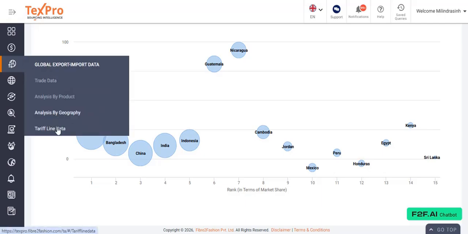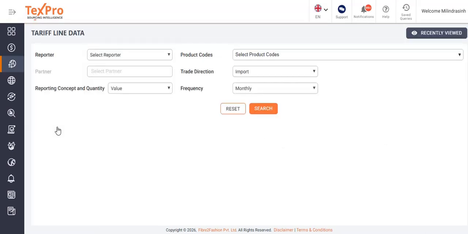Then we have tariff line data. This is just similar to the trade data that I explained, but over here, if anybody is interested to see a country's national tariff line level data, they will be able to pull the data, which runs beyond the HSN 6-digit level.